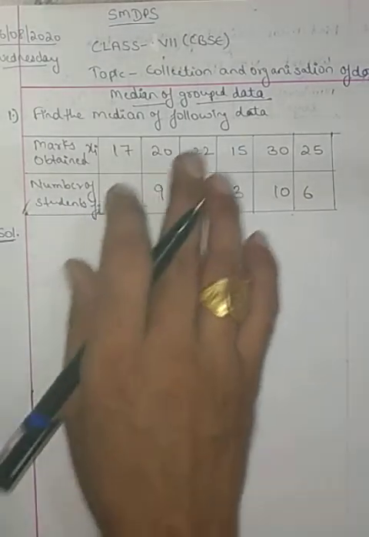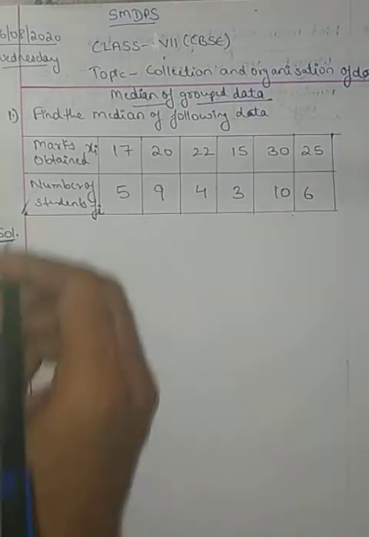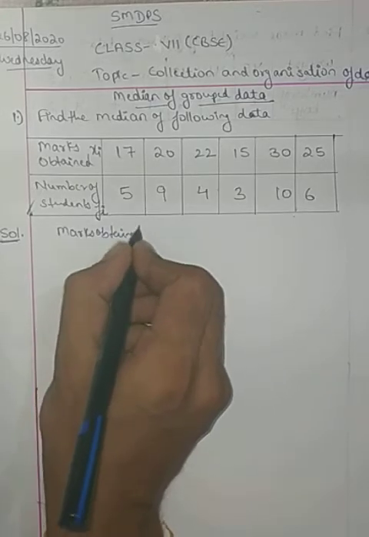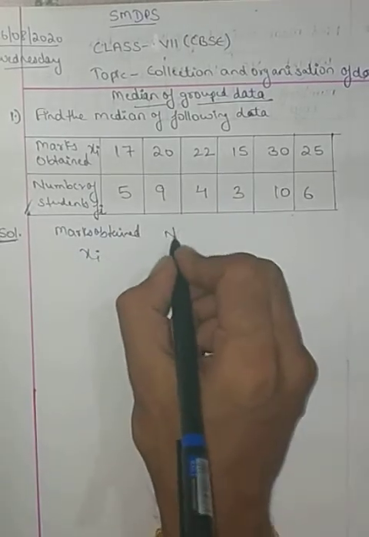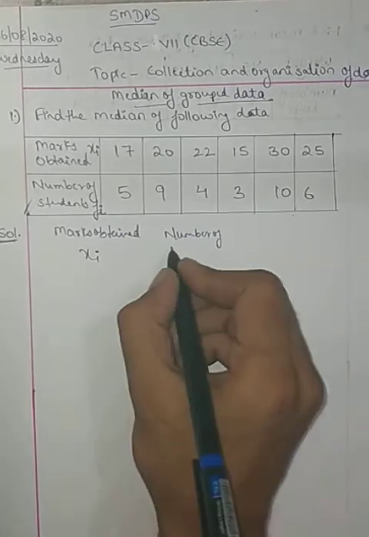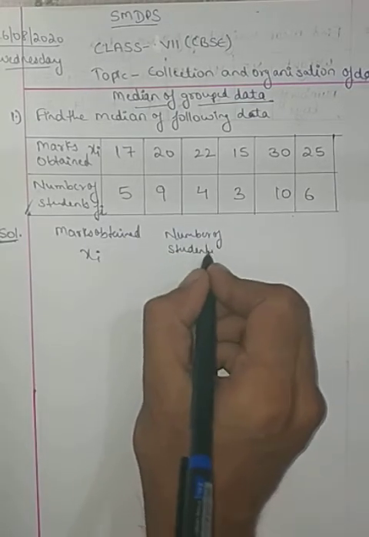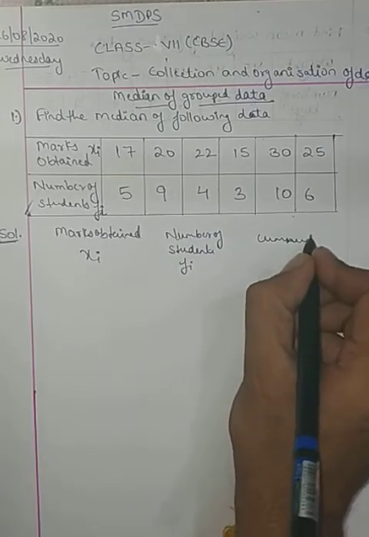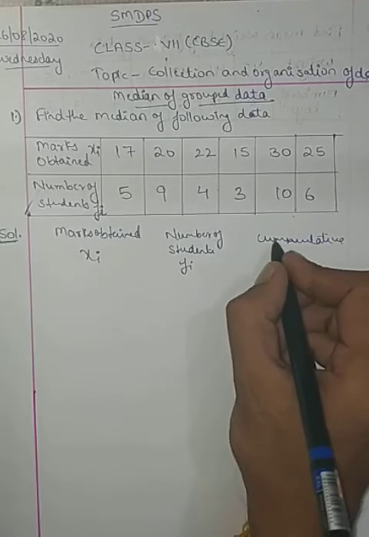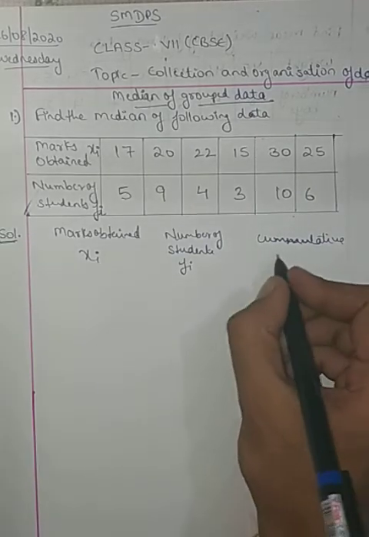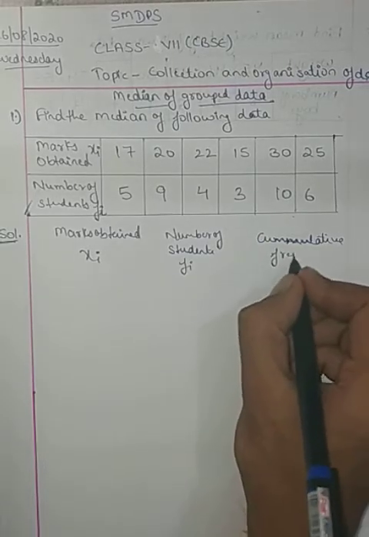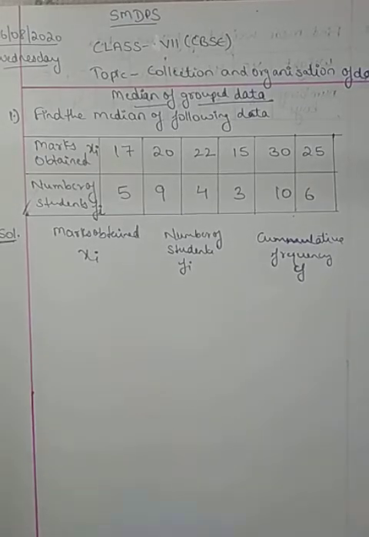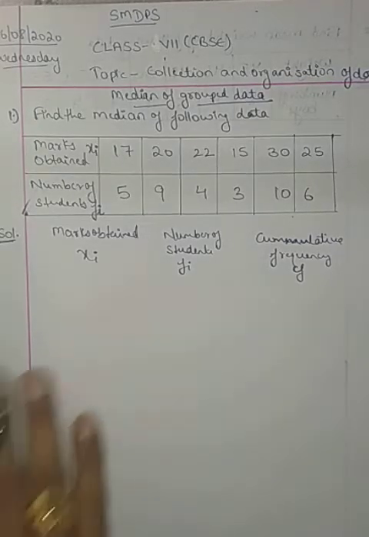So to find the median in grouped data, we will create a new table. First is marks obtained, that is xi. Second is number of students, that is fi. And third column is cumulative frequency, denoted by CF. So the first step was arranging the data in ascending order.